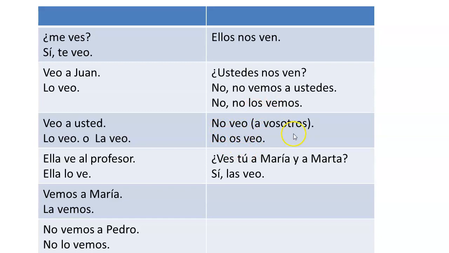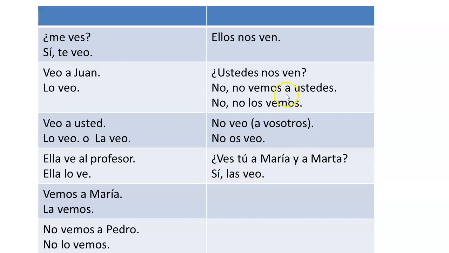No veo a vosotros, in Spain. No os veo, I don't see you. ¿Ves tú a María y a Marta? Do you see María and Marta? Sí, las veo. Remember the a personal.